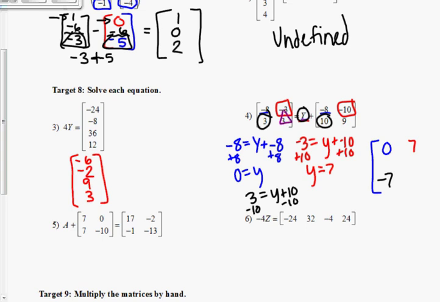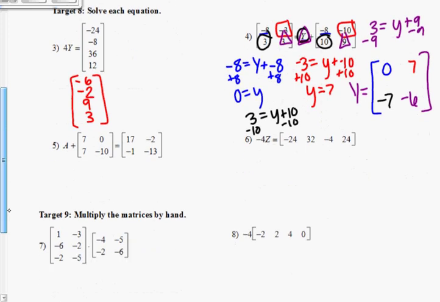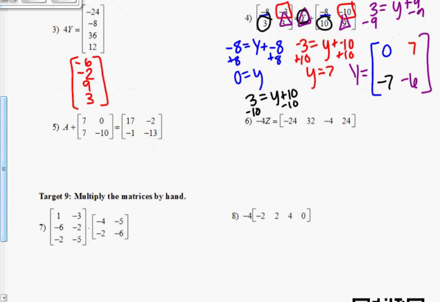For the fourth spot, I have 3 equals y plus 9. Subtract 9, and y equals -6. So that is our matrix Y: 0, 7, -7, -6.